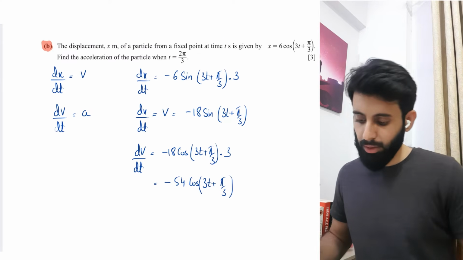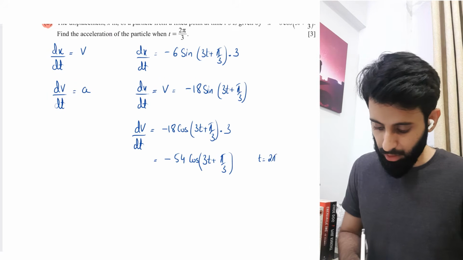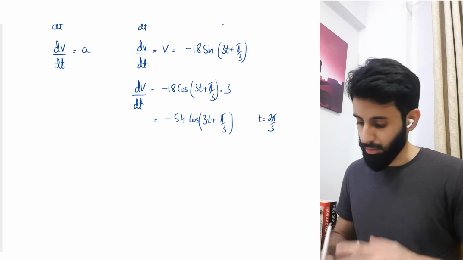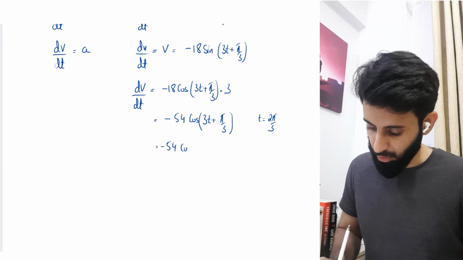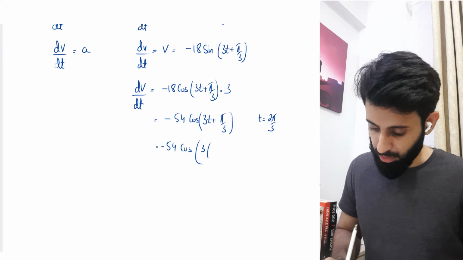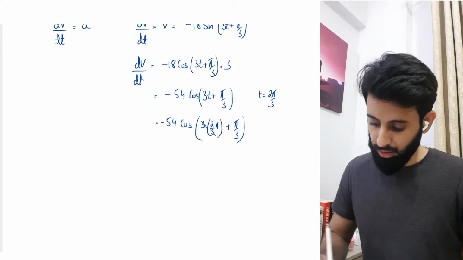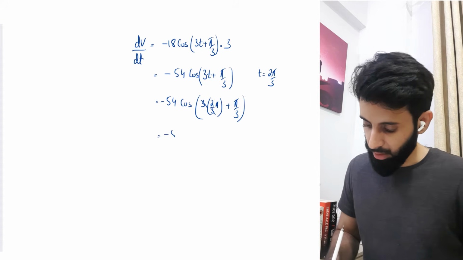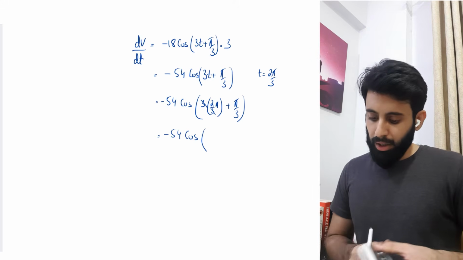Now what's the value of t that we're going to plug in? We're just going to plug in 2 pi upon 3. So I'll write it over here. t is equal to 2 pi upon 3. So we're looking at minus 54 into cos(3 times 2 pi upon 3, plus pi upon 3). Okay, so the 3 and 3 get cancelled out. So now we're dealing with minus 54 cos(2 pi plus pi upon 3).